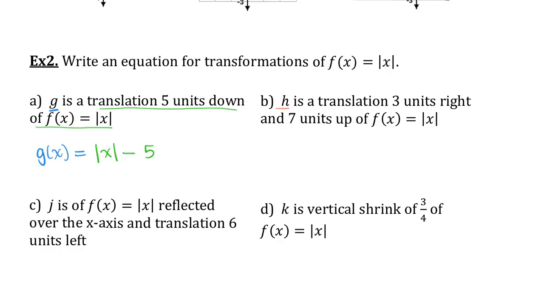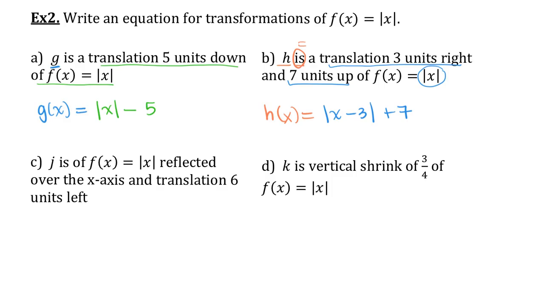Okay, h. Okay, so h, is it x? Yeah, h of x is equals. Okay, what is this? A translation. 3 units right, 7 units up of absolute value. So 3 units right, 7 units up.